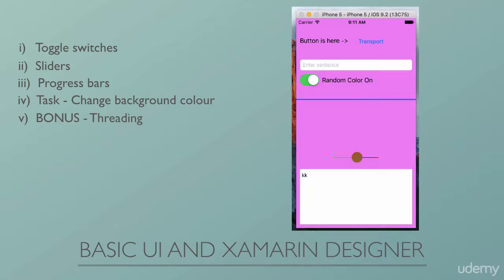And as a bonus in this lecture, I'm going to walk you through threading, in particular correct threading for UI elements. You'll discover that you cannot run any UI updates or access inside a background thread, which will create problems for you in the future, but I show you how to get around this by using the invoke on main thread method.